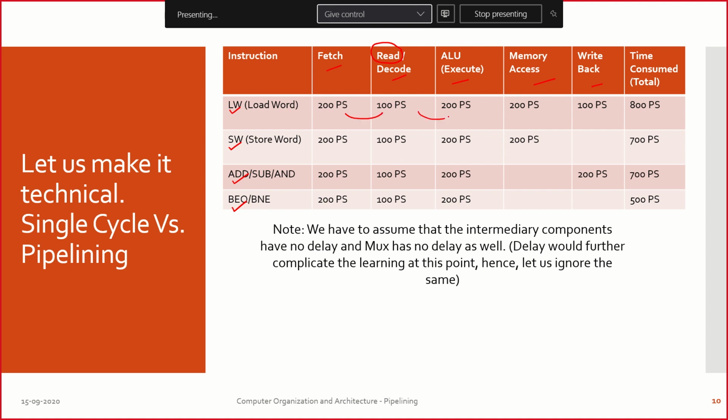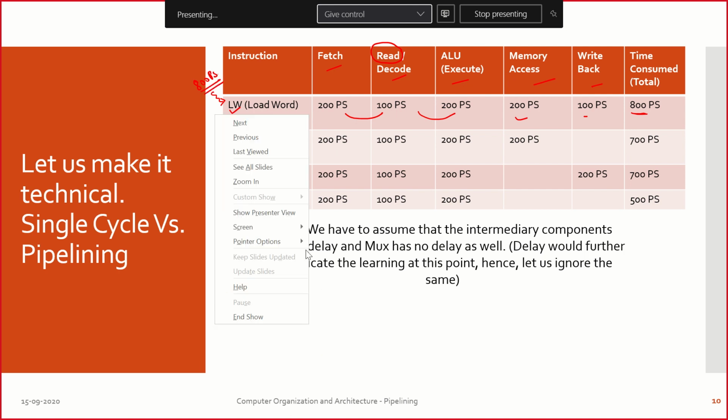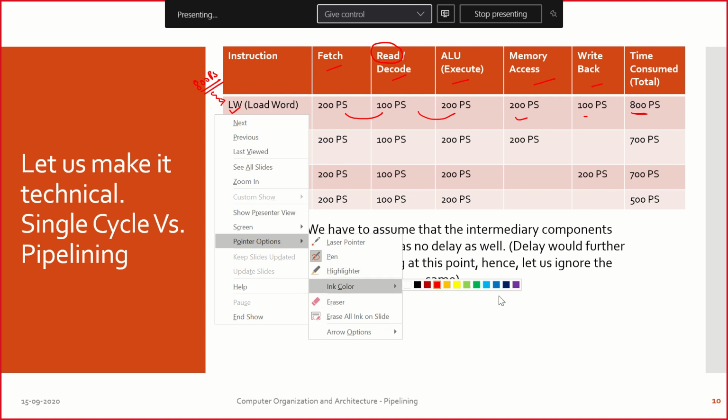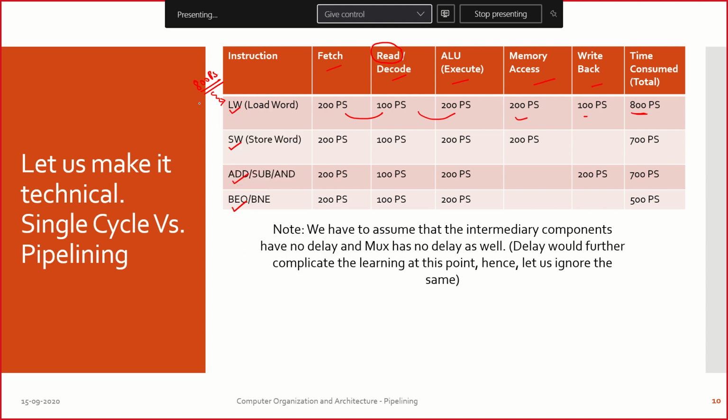Now what is the total value here? 200 plus 100, 300, 500, 700, 800. So total time required for execution of the load word instruction is 800 picoseconds. I need 800 picoseconds to complete the execution of the load word instruction. Now what is the next thing, sir? I am going to go with store word. Store word needs 200, 100, 200, 200. I do not have any write back in terms of store word. So I get 200 plus 200 plus 200 plus 100, 700 picoseconds as the total time.